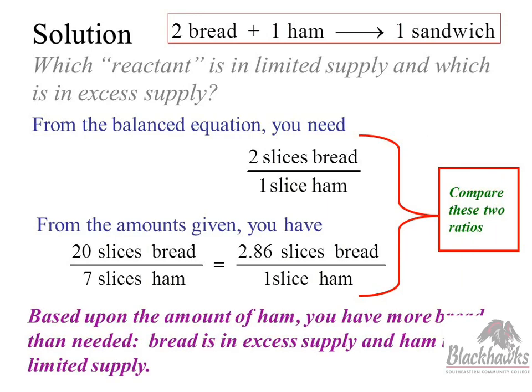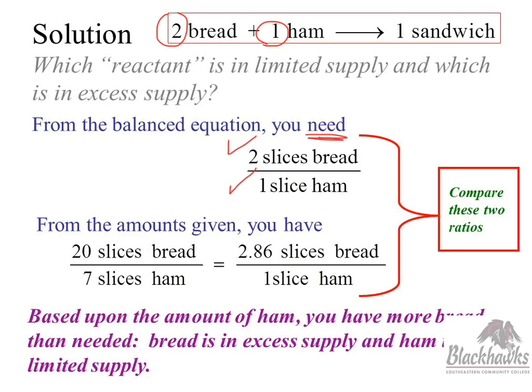you're going to see me use these terms. You see the term need? I like using that term. What do you need? We get that from the recipe. We got the 2 slices of bread for every 1 slice of ham. Those are like what? Stoichiometric coefficients, aren't they? What you need.